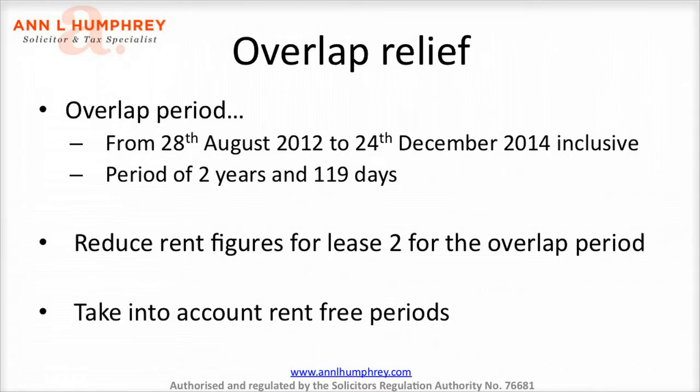Comparing these two leases, you can see that the overlap period runs from 28th of August 2012 to 24th of December 2014 inclusive, which is a period of 2 years and 119 days. Therefore, you need to reduce the rent figures for Lease 2 for the overlap period and take into account any rent-free periods.